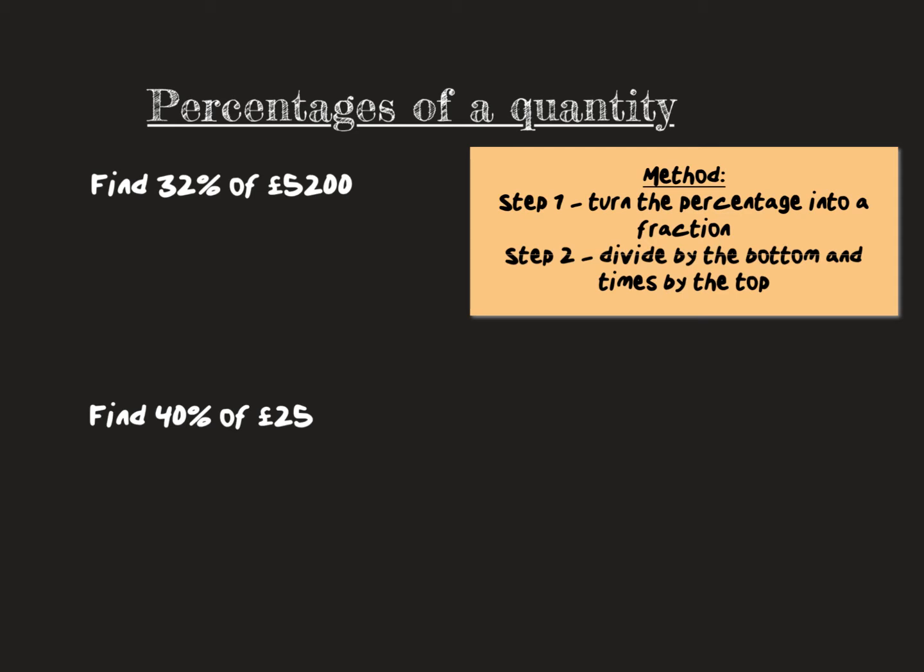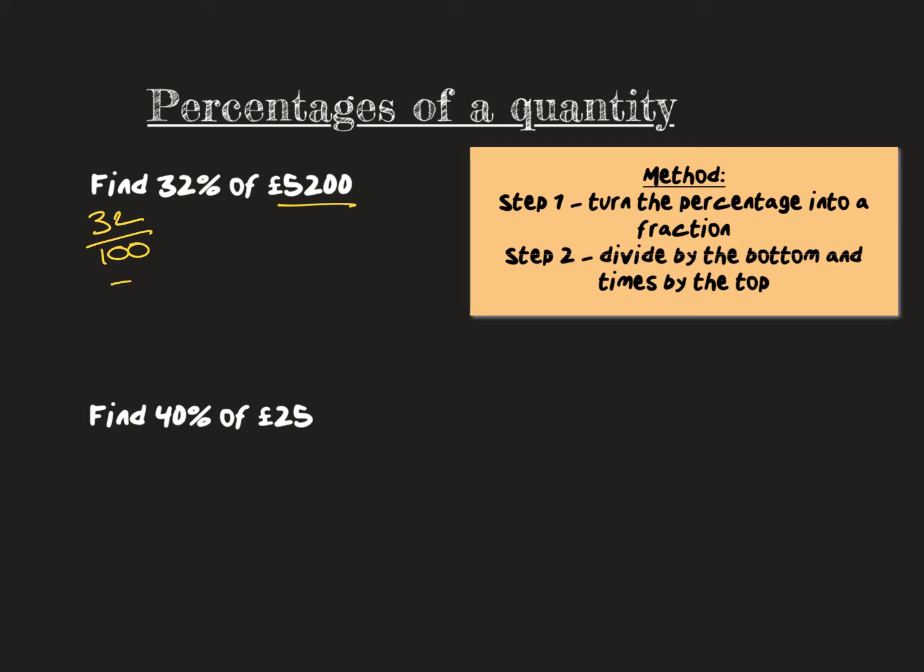This is a percentage, so percentages are all out of 100. So it can simply be 32 over 100. My second step then says to divide by the bottom and times by the top. So I'm going to take my amount, 5,200. I'm going to divide by 100 to find out what 1% is, and then I'm going to multiply that by 32.